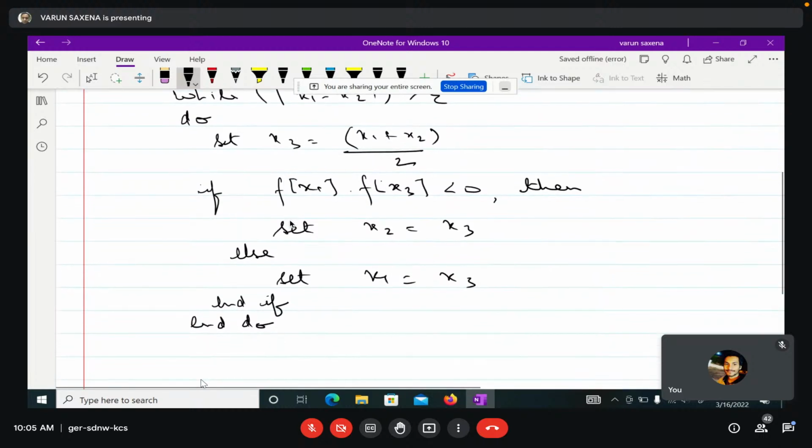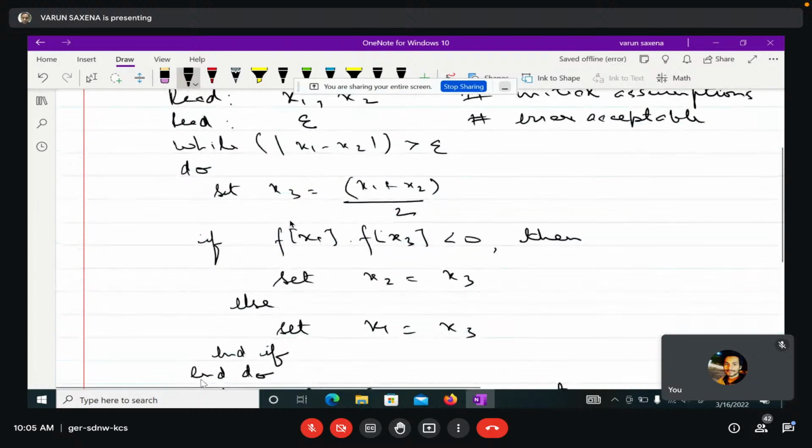and then you will write that x3 is your root. You can also put another statement over here, that while mod of x1 minus x2 is greater than epsilon and f(x3) is also greater than epsilon, or you can take some other epsilon 1, this loop will continue. But I think this one condition is enough.